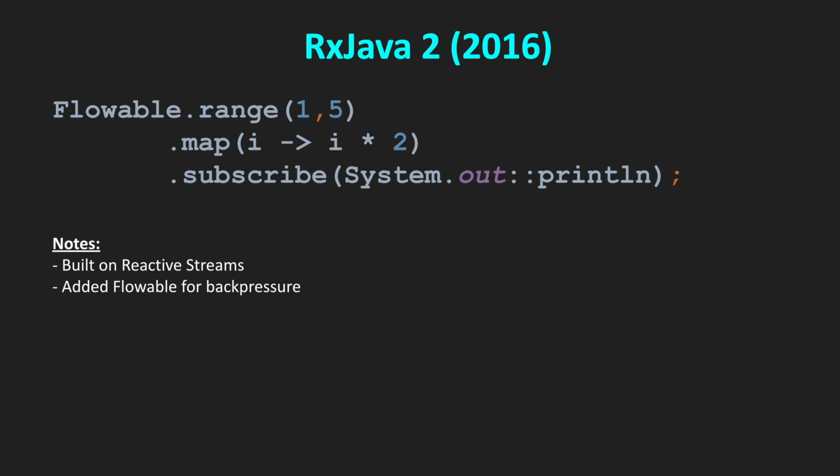The next one is in 2016, when RxJava 1 was improved to RxJava 2. Flowable was introduced in order to handle back pressure.